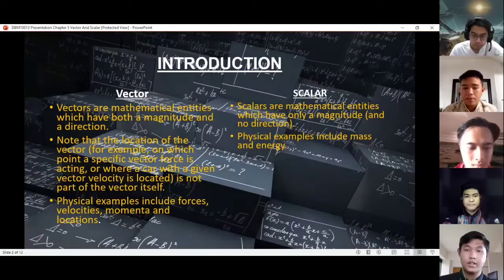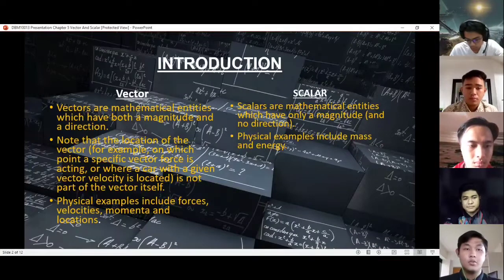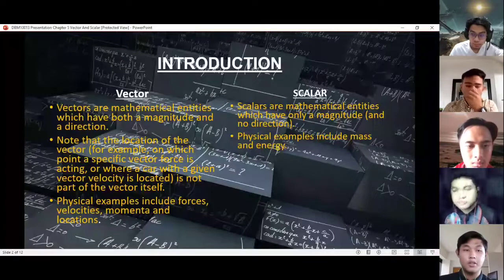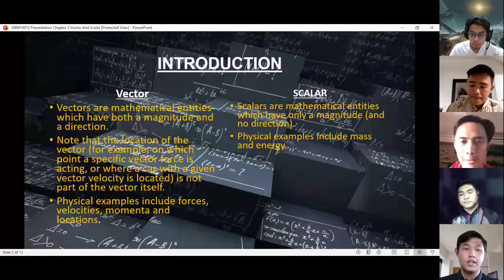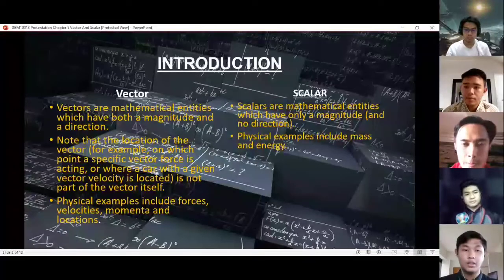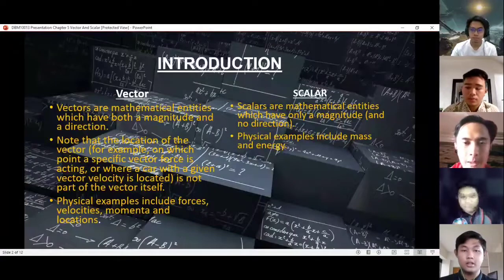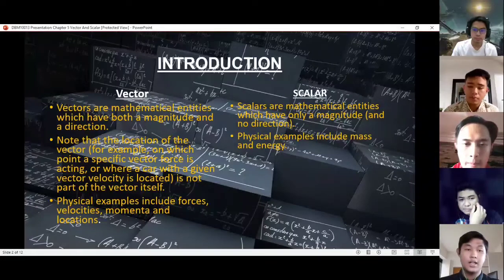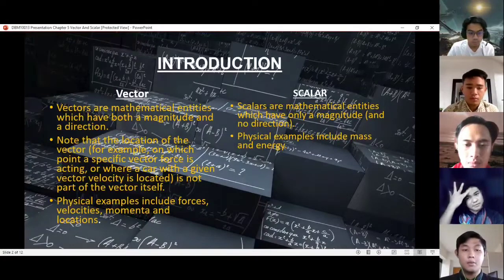Introduction of vector and scalar. Vectors are mathematical entities which have both a magnitude and a direction. Second, note that the location of the vector, for example, on which point a specific vector force is acting or where a car with a given vector velocity is located, is not part of the vector itself. Last, physical examples include force, velocities, momentum, and locations.